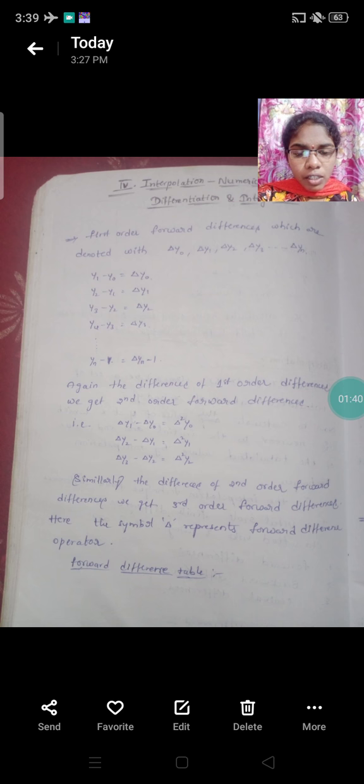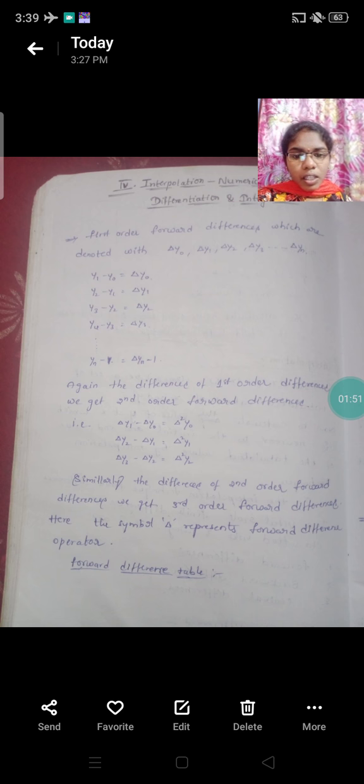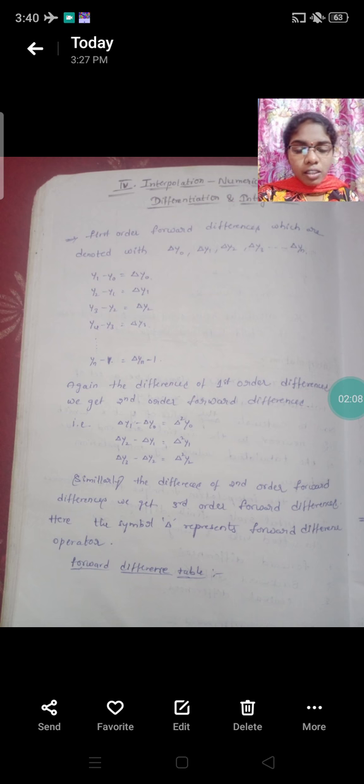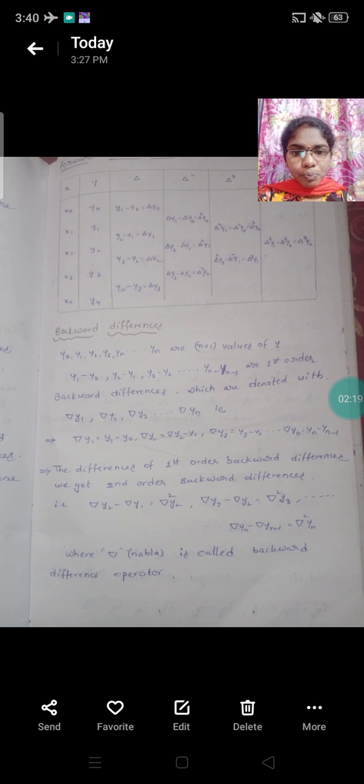Again, taking the differences of first order differences, we get second order forward differences. That is delta y1 minus delta y0 equal to delta square y0. Delta y2 minus delta y1 equal to delta square y1. Delta y3 minus delta y2 equal to delta square y2. Similarly, the differences of second order forward differences give the third order forward differences. Here the symbol delta represents the forward difference operator. So we can create the forward differences table for those values.